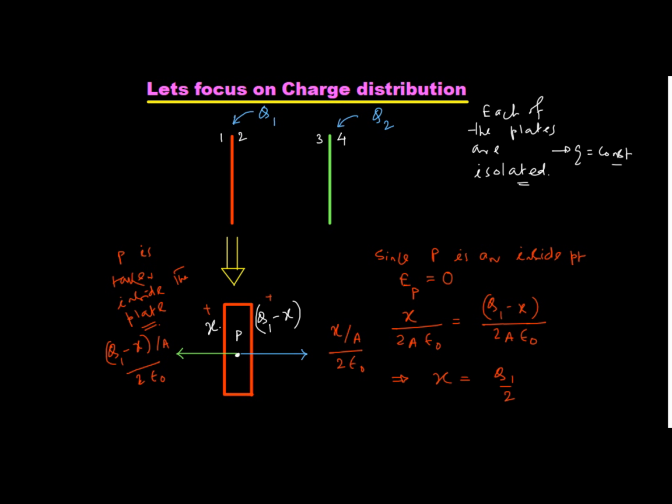I'm just taking a gross idea. If you are given the charge q1 on one plate, and as of now I am not considering the existence of the other plate, if there is only one plate, this is the circumstance we have.